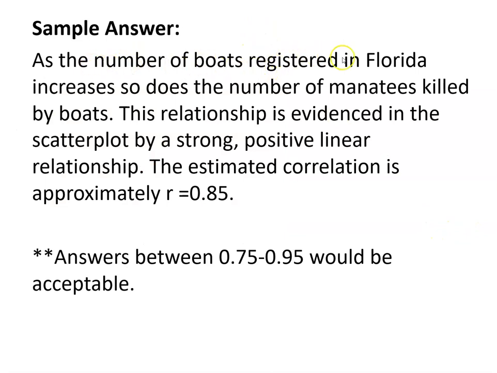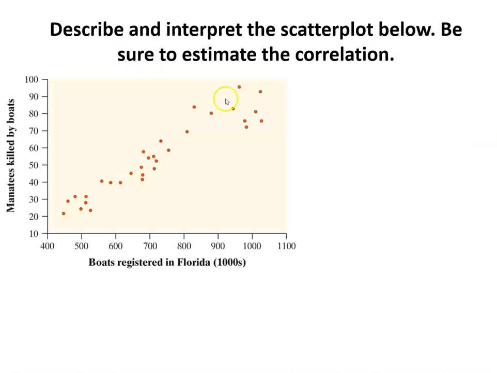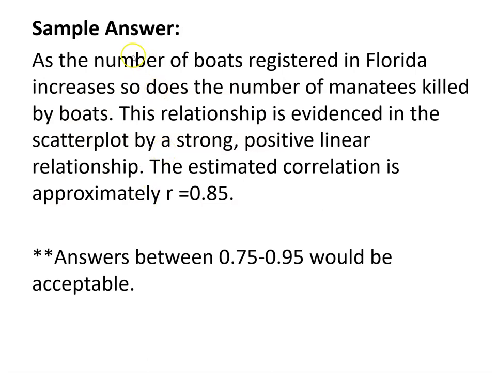As the number of boats registered in Florida increases, so does the number of manatees killed by boats. Notice how I didn't say this caused the other, but I'm just saying what I'm seeing in the picture. This relationship is evident in the scatter plot by a strong, positive, linear relationship. There were no unusual features seen here. I used my context, the strength, the direction, and the form. A good estimate here I'd say is about 0.85. Any estimate between 0.75 and 0.95 would be acceptable.